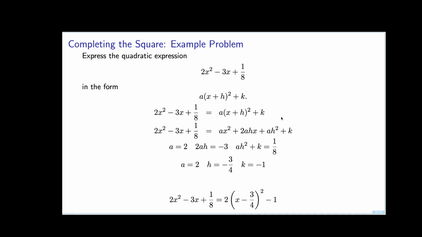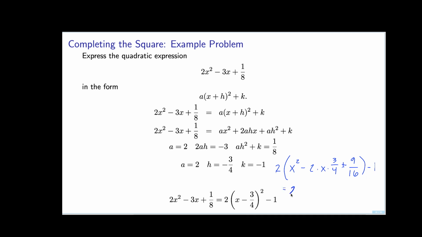And notice that as a check, you can always just quickly multiply out the right-hand side and show that you get what you had on the left. So if we do that here, we're going to get 2, and then inside our parentheses we get x squared minus 2 times x times 3/4, and then plus, when we square, we get 9/16 minus 1.